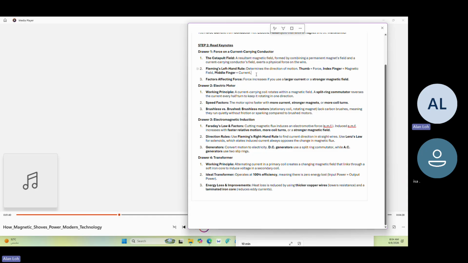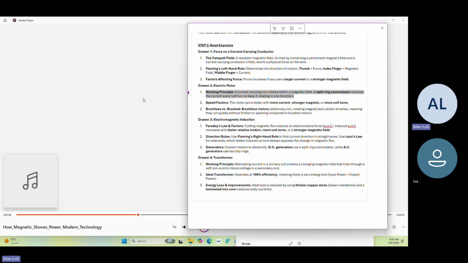Wow. And to keep it spinning in one direction, standard DC motors use a split ring commutator. It's physically just a metal ring cut in half. Right, and as the coil spins, carbon brushes slide across that gap. They mechanically break and reverse the current every half turn, so the magnetic push stays perfectly timed.